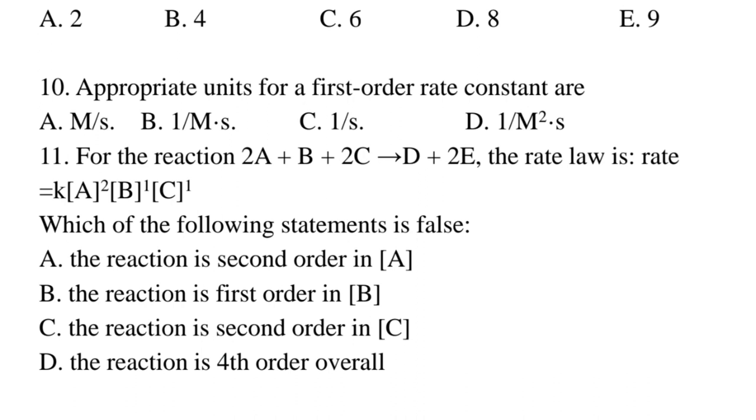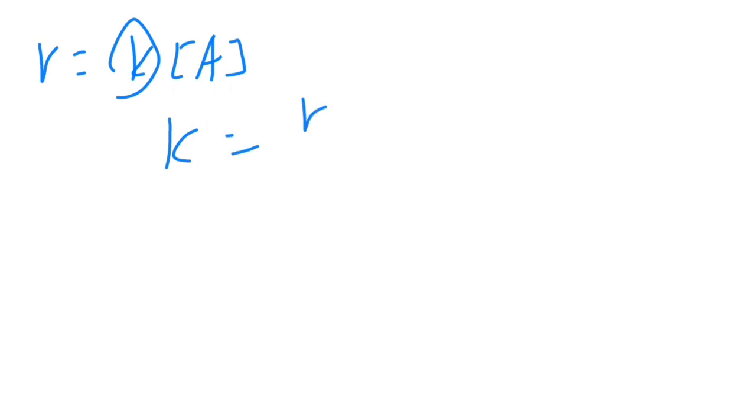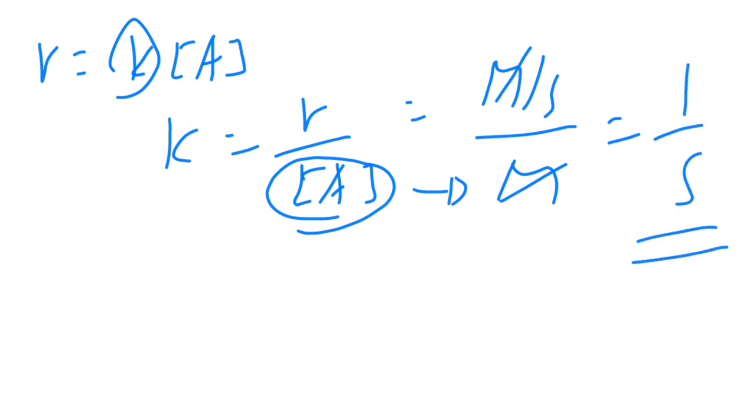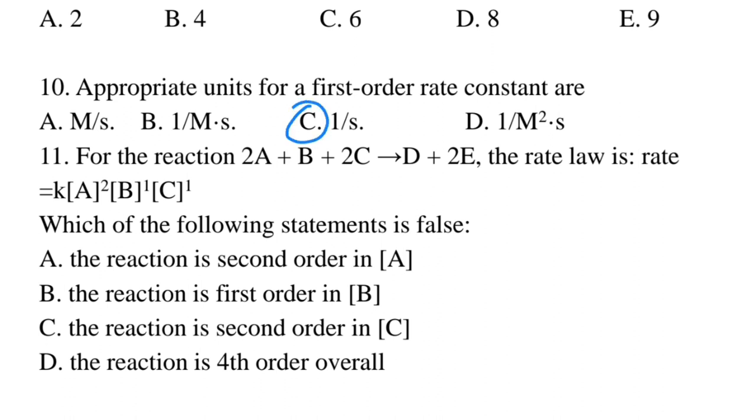Question number 10, the appropriate units for a first order rate constant. For a first order rate law, rate equals K times concentration of A. So the unit of K is K equals rate over concentration of A. Rate is molar per second, over molar. The concentration of A is expressed in molar, that is mole per liter. So molar per molar cancel, which equals per second. So the unit is per second.